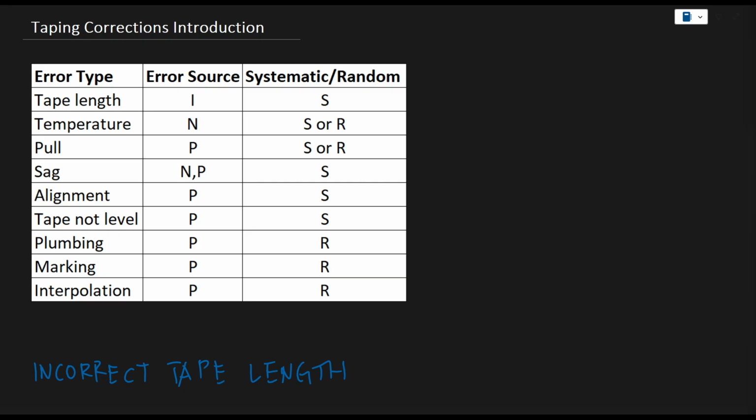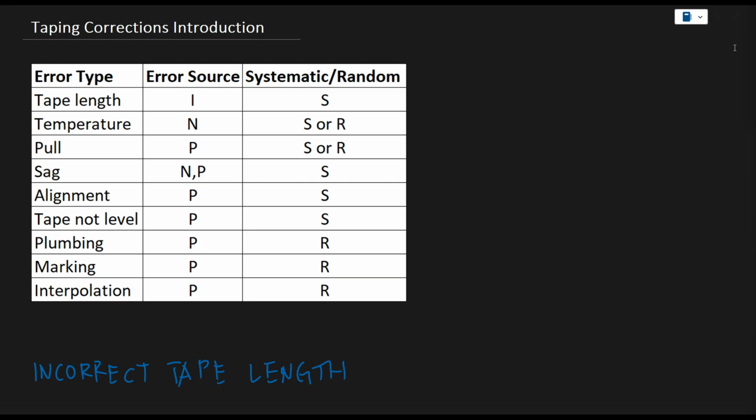And we have pull. This is P, which stands for personal, because the one applying the pull is of course the surveyor. Even if it is personal, this is systematic. We can still correct for it if we measure the force that we applied.